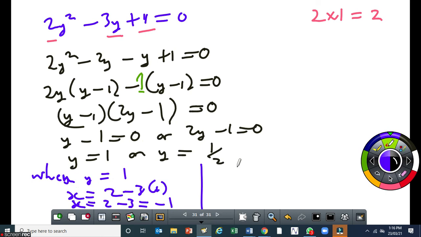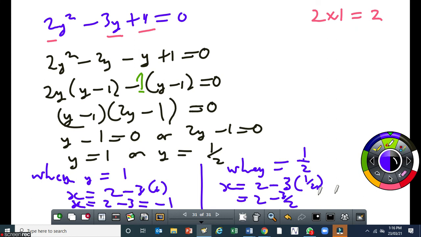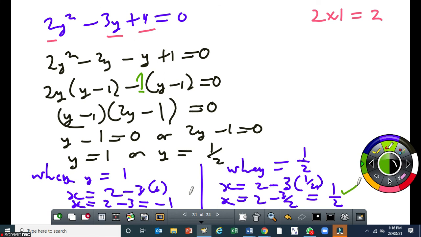Then when y is equal to a half, it will be x equal to 2 minus 3 times a half. And this will give me 2 minus 3 over 2, and that will give me a half. So x is going to be a half. So my two answers are going to be x equal to a half, y equal to a half, and x equal to minus 1, y equal to 1. And then you are done.